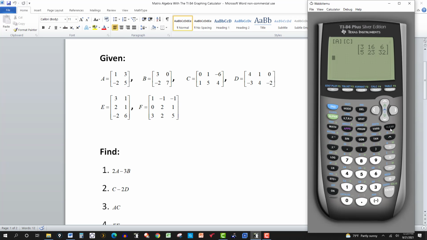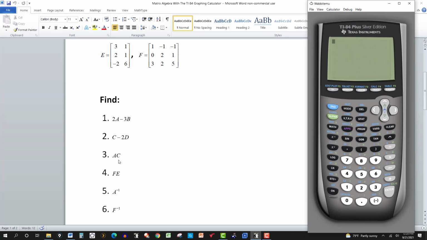Clear this. Okay, for number 4, again, is a product. Fine, because the number of columns in the first one does equal the number of rows in the second. So we can just go ahead and access each of those and multiply. Second matrix, we want F. That's 6. And the second matrix, we want E. That's 5. Hit enter. And it comes out as a 3 by 2.